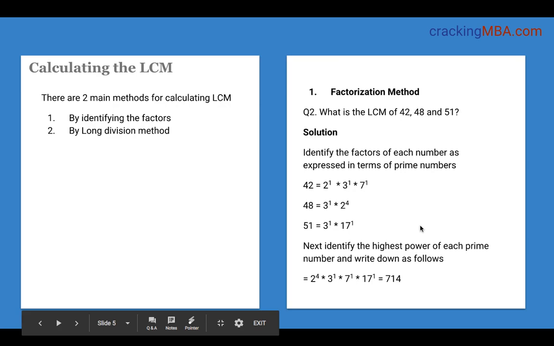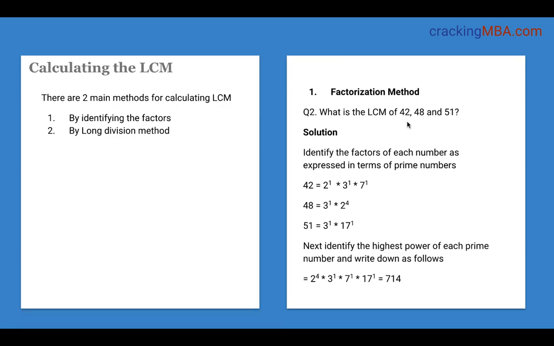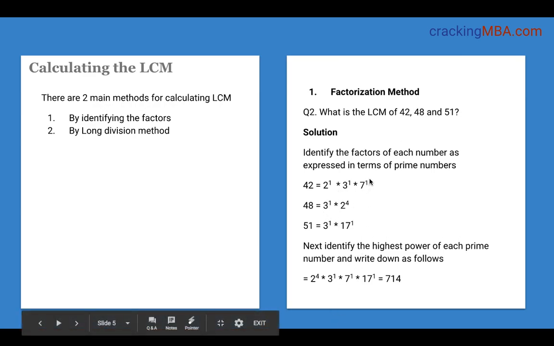Let us take another example just for your understanding. Using the factorization method, what is the LCM of 42, 48 and 51? So 42 is nothing but 2 power 1 into 3 power 1 into 7 power 1, and 48 is 3 power 1 into 2 power 4, and 51 is nothing but 3 power 1 into 17 power 1. Now identifying the highest powers, the highest power of 2 is 2 power 4, the highest power of 3 is 3 power 1, the highest power of 7 is 7 power 1, and the highest power of 17 is 17 power 1. So if you multiply all of them, we will get the LCM as 714.